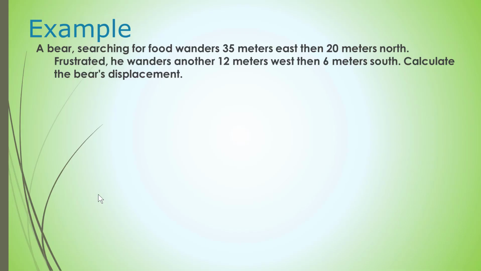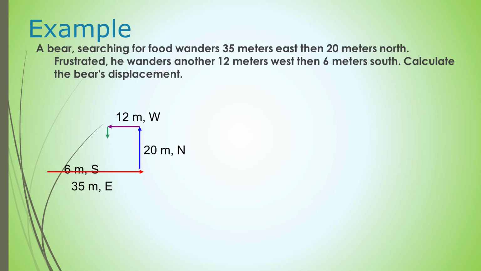Let's consider an example. A bear searching for food wanders 35 meters east. Okay, over here 35 meters east, then 20 meters north. Frustrated, he wanders another 12 meters west, then 6 meters south. Calculate the bear's displacement.